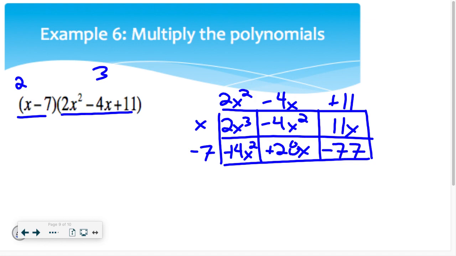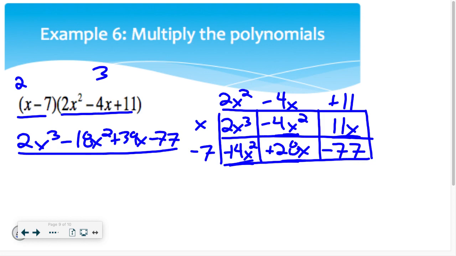And again, in this format, it's very easy to see what lines up on these diagonals. So when I start putting those together, I'm going to have 2x cubed. A negative 14x squared and a negative 4x squared give me negative 18x squared. Positive 28x and 11x give me a 39x. And then I end up with a negative 77 in the end.